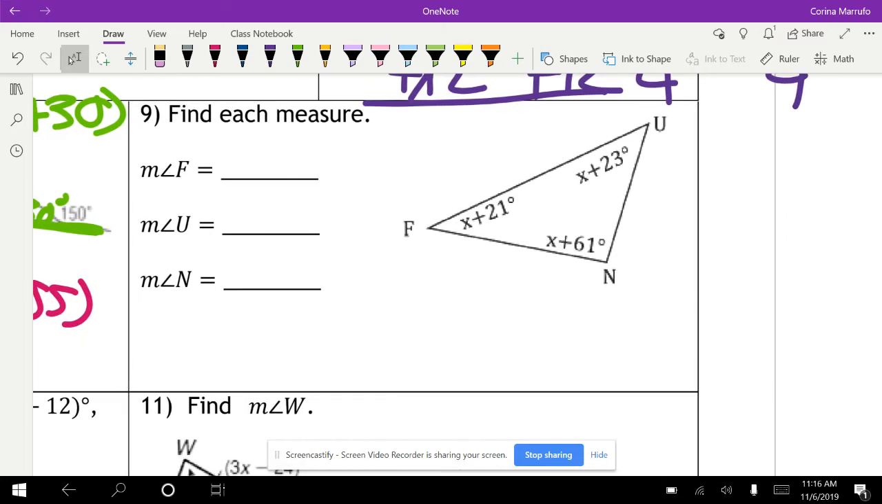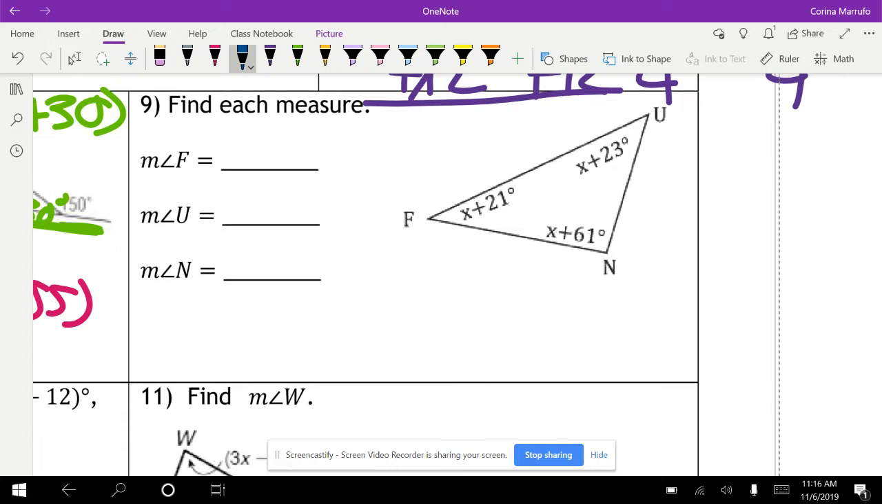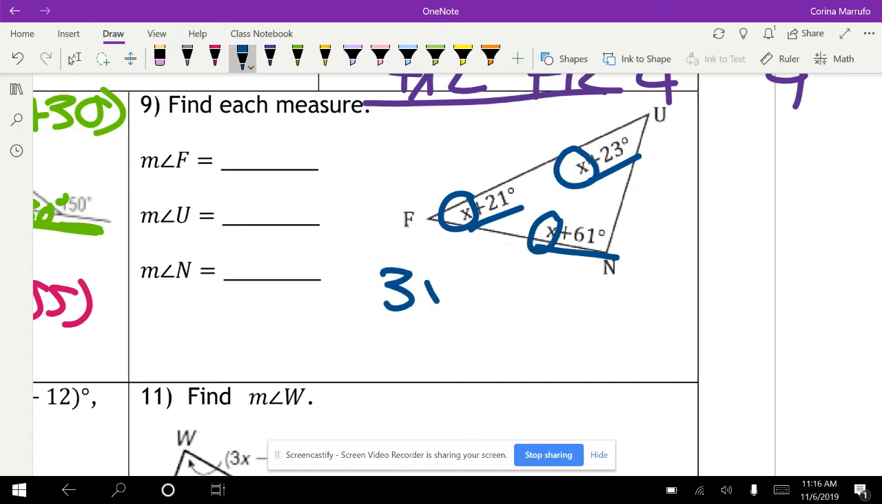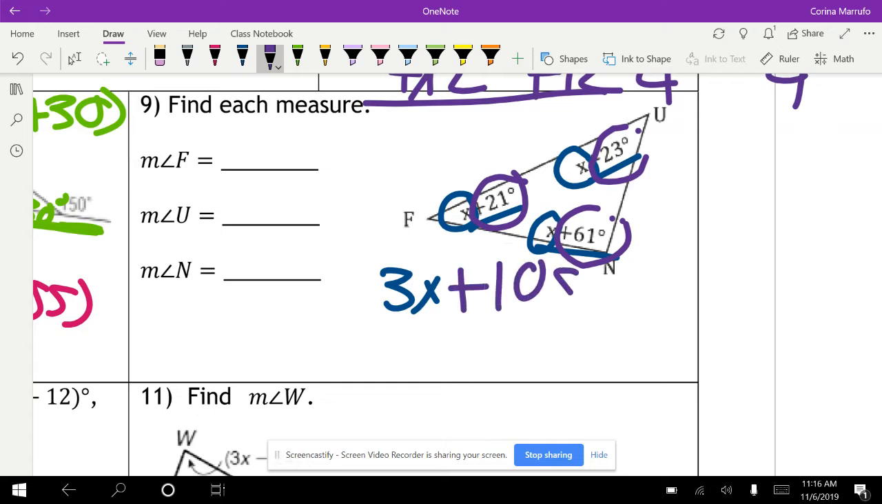All right, the next one says find each measure. They give us the three angles of a triangle in terms of x, and we know that the three angles should all add up to 180. So I'm going to add them real quick. x plus x plus x gives us 3x. And then here we have 21 plus 23 plus 61. All of those give us 105. And all of this should equal 180. So we're going to solve for x by subtracting the 105.